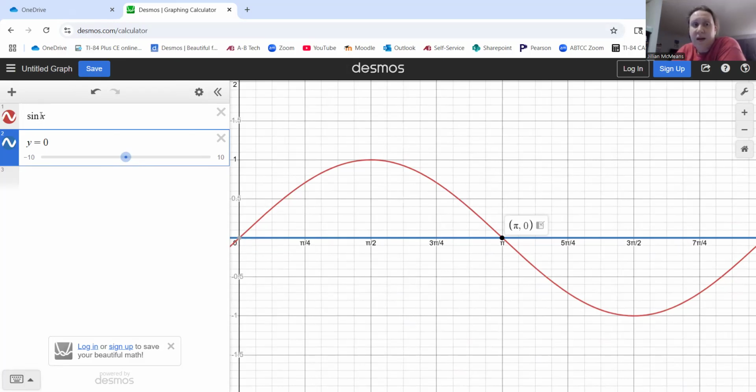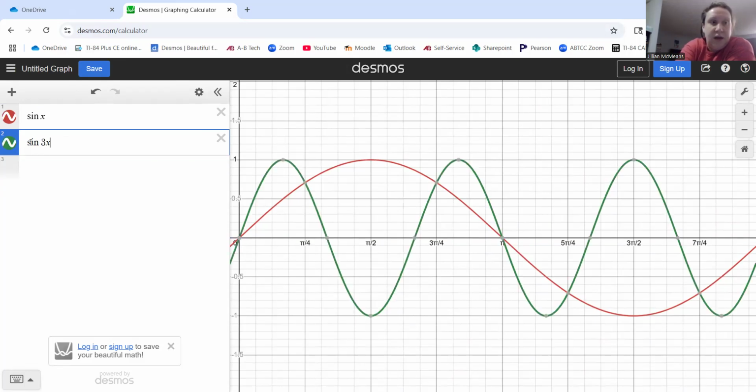But what would happen if I change this from sine of just x to sine of 3x? Well, let me do a completely separate line so you can see them sort of side by side. Let's do sine of 3x.